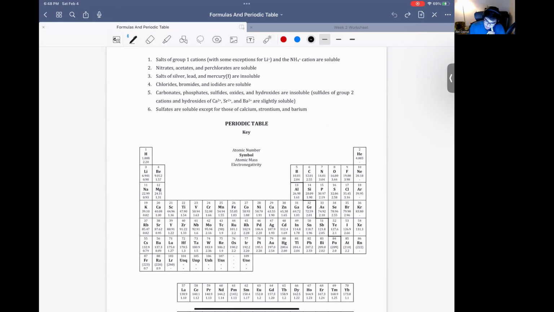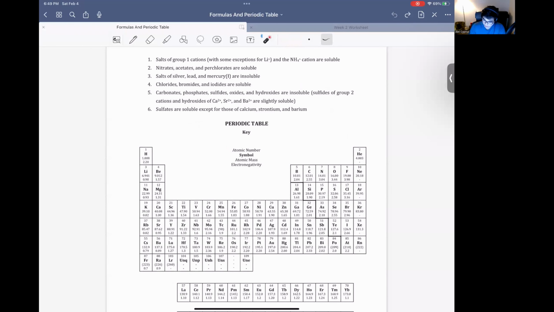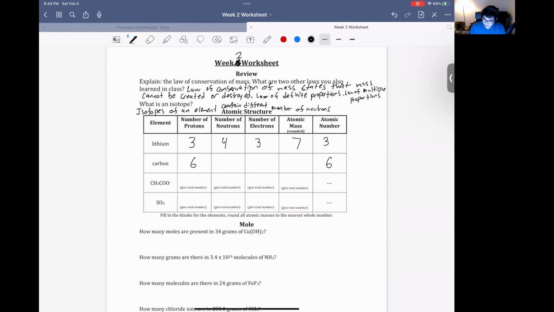So carbon has an atomic number of 6, which means it has 6 protons. The atomic mass is 12 right here. The number of neutrons is 6: 12 minus 6, the number of protons. And the number of electrons is 6, right? This is a neutral element.